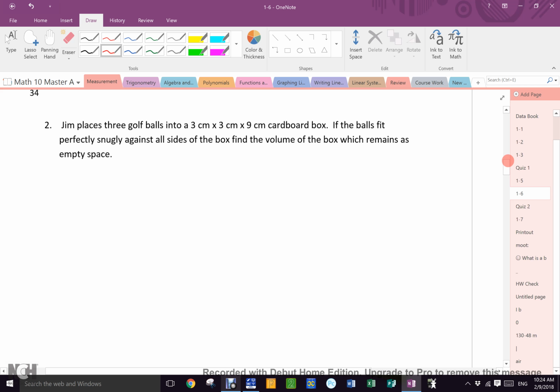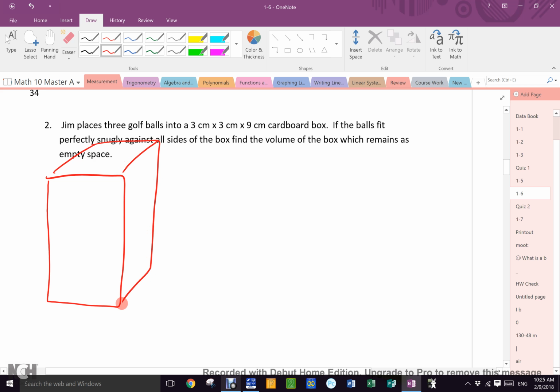Let's do some math. What do I have? A box. What shape is that box? A rectangular prism. Which is empty, yes? But we're going to fill it up with what? 3 golf balls. 1, 2, 3. Right? I need to find out how much empty space there is, yes?